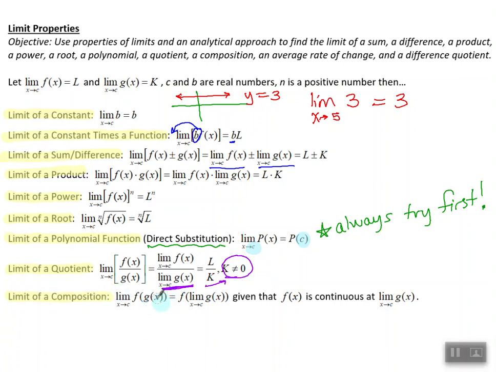Remember, a composition of functions is plugging one function into another function. This property says the limit as x approaches c of f of g of x is equal to f of the limit as x approaches c of g of x, given that f is continuous at the limit as x approaches c of g of x. These will make more sense as we practice them. So let's go.